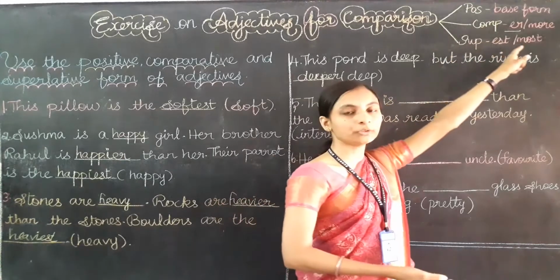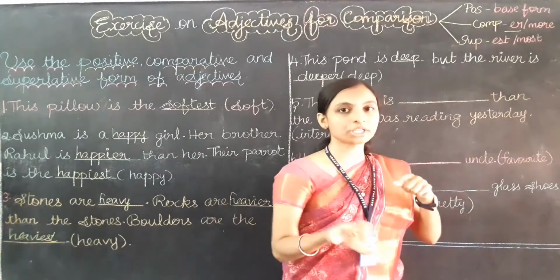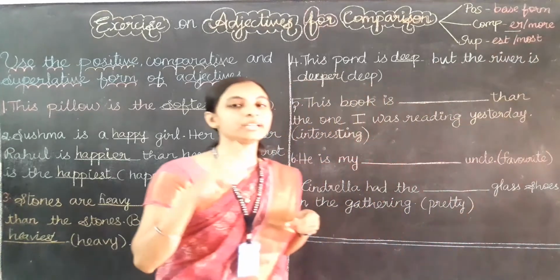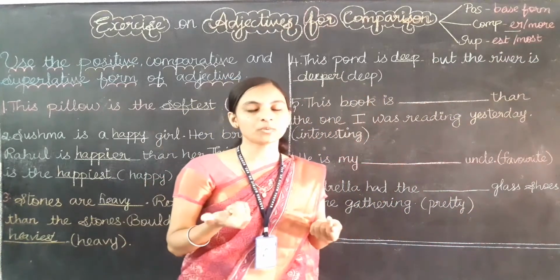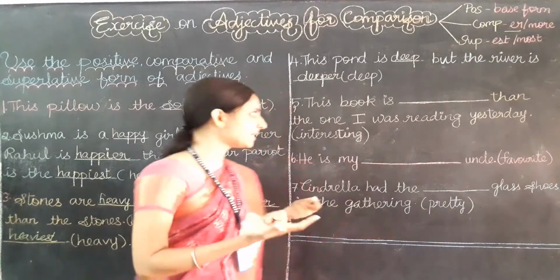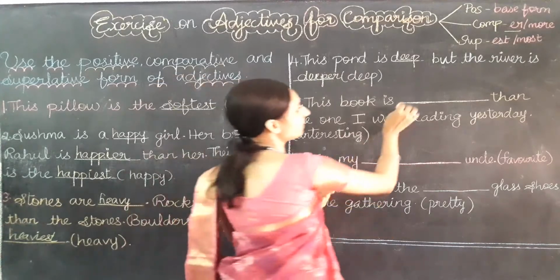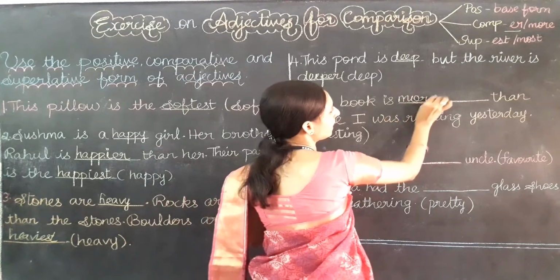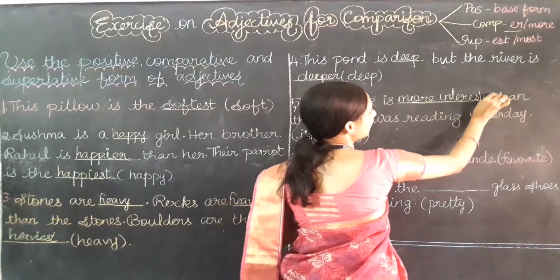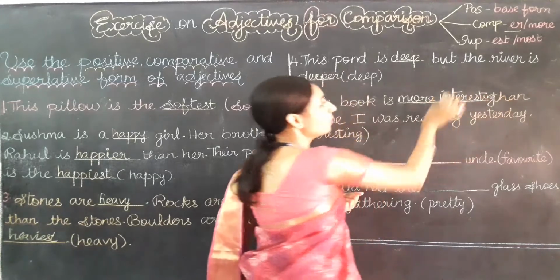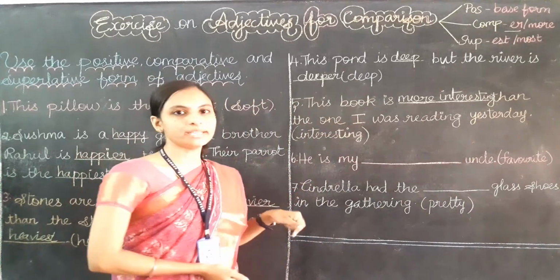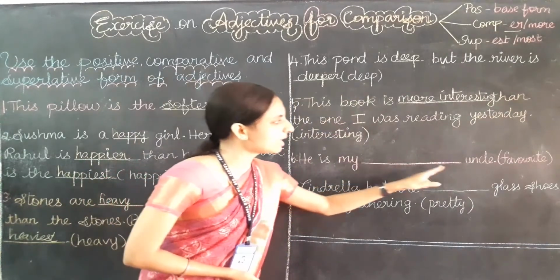In the comparative form, when the adjective is big, we need to add more before the adjective. When the adjective is a big word, we need to add more before the adjective to show the comparison. So the answer will be more, then whatever adjective they have given, we write it as more interesting.